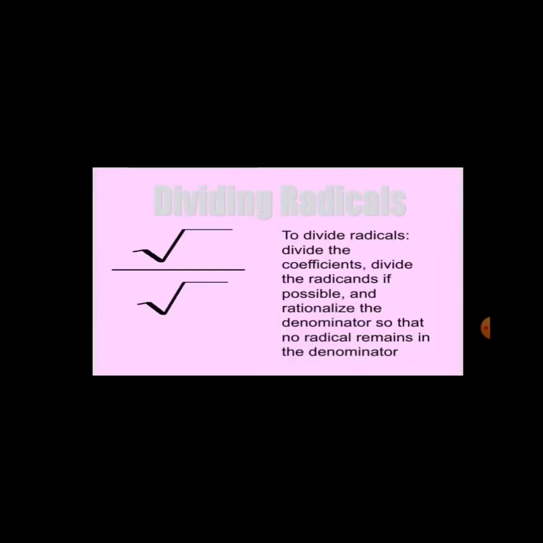Dividing radicals. To divide radicals, divide the coefficients, divide the radicands if possible, and rationalize the denominator so that no radicals remain in the denominator. So square root of 56 over square root of 7 is equal to square root of 8, which is equal to square root of 4 times 2, which is equal to 2 square root of 2. That was easy.